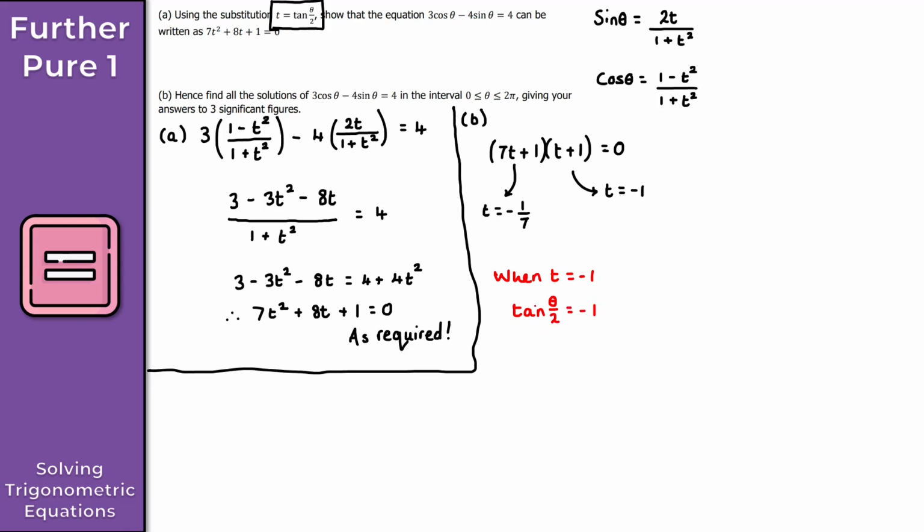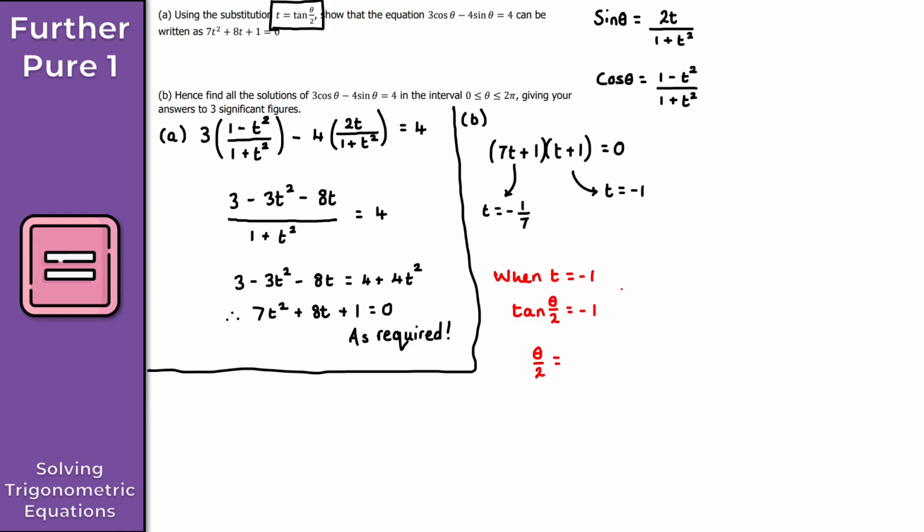Now we want to solve for theta, right? So I start by taking tan inverse or arctan of both sides. So theta over 2 is equal to arctan of minus 1. Now, when I take arctan of minus 1, this would be negative, right? And I'll actually get minus pi over 4, but that's going to be outside this interval. Okay. So what I need to do then is add pi to that.